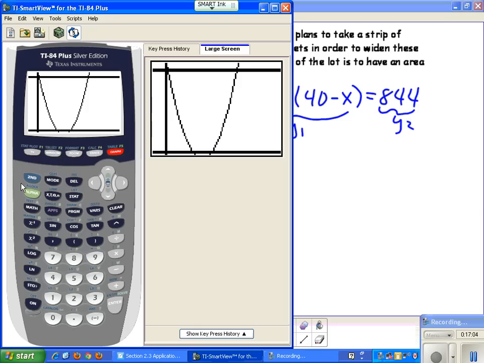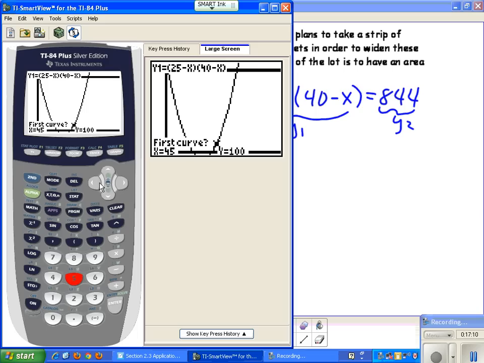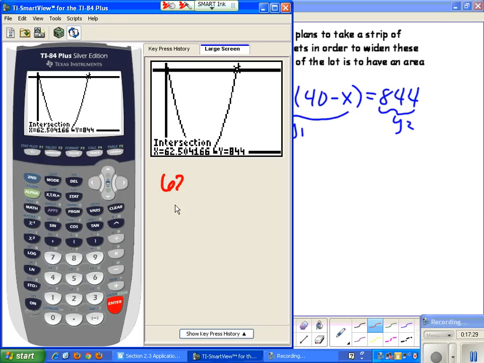In order to do that, remember you go to second, trace, and we're going to find the intersection, which is number 5. To find the intersection, you just scroll over as close as you can to where that intersection is, and then you hit enter 1, 2, 3 times. And so my first intersection ends up being 62.5. So 62.5 yards is what we were talking about.